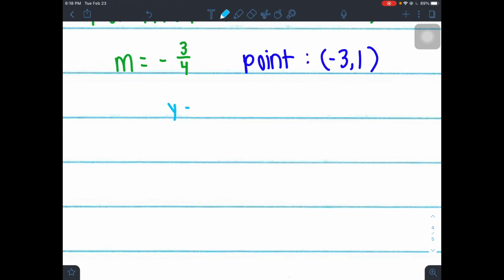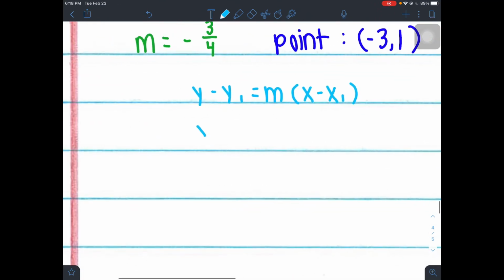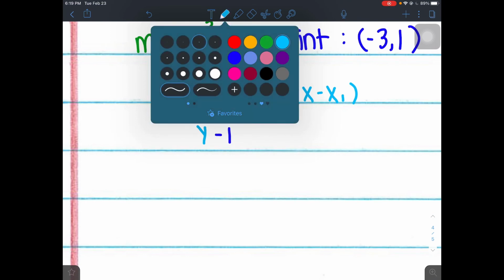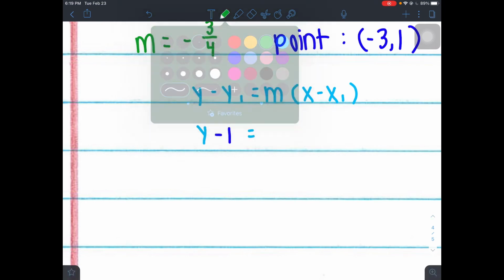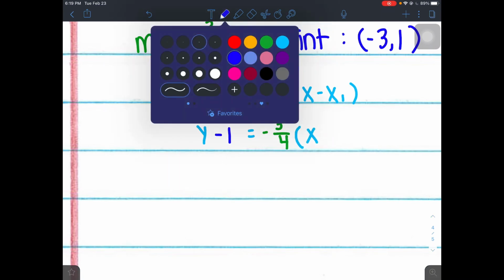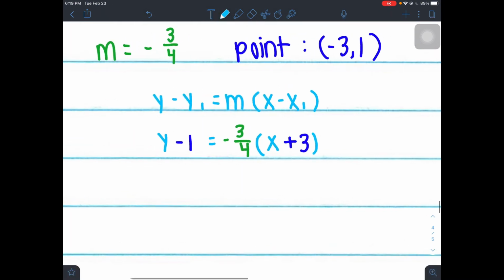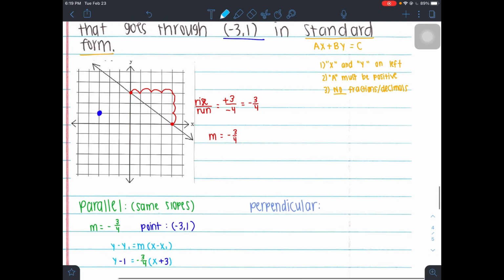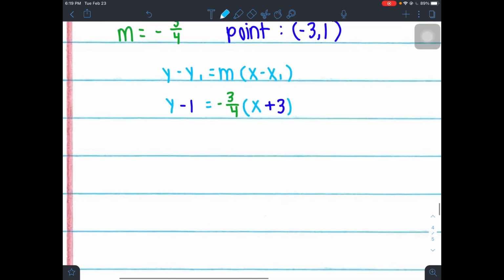You have to start in point-slope form because that's all that you really have here, your point and your slope. So you have to start in this form. Okay, so let's go ahead and plug in our information. So y - 1, your y value here is -1 because it's opposite signs, equals -3/4, and then x + 3. Now, again, our final answer we want in standard form, not point-slope form, so we have to keep going here.